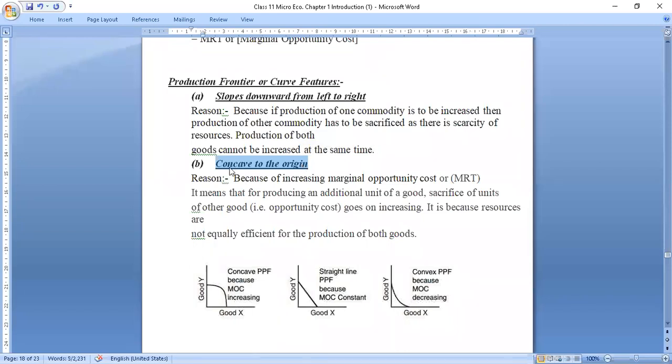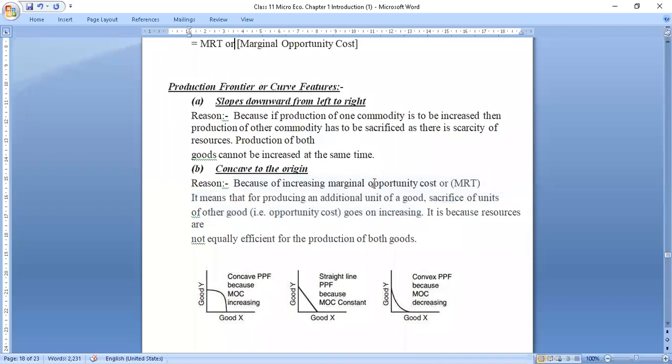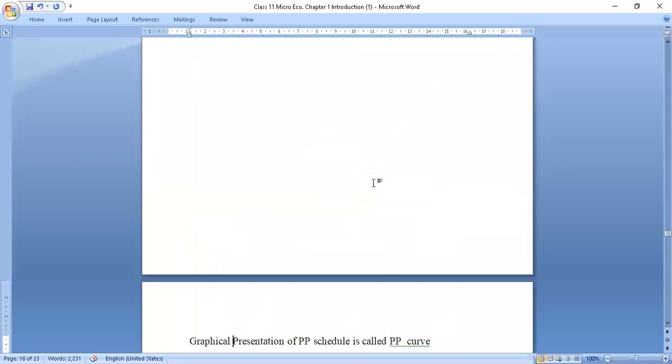What is concave? You have also studied about concave and convex lenses in physics in class 10th. Concave, this is the shape like a cave. Cave means a closed cave. What is the reason? Because of increasing MRT, it means that for producing an additional unit of goods, the sacrifice of units goes on increasing. अब reason क्या है इसका कि concave ही क्यों होती है shape? Because to increase the production.